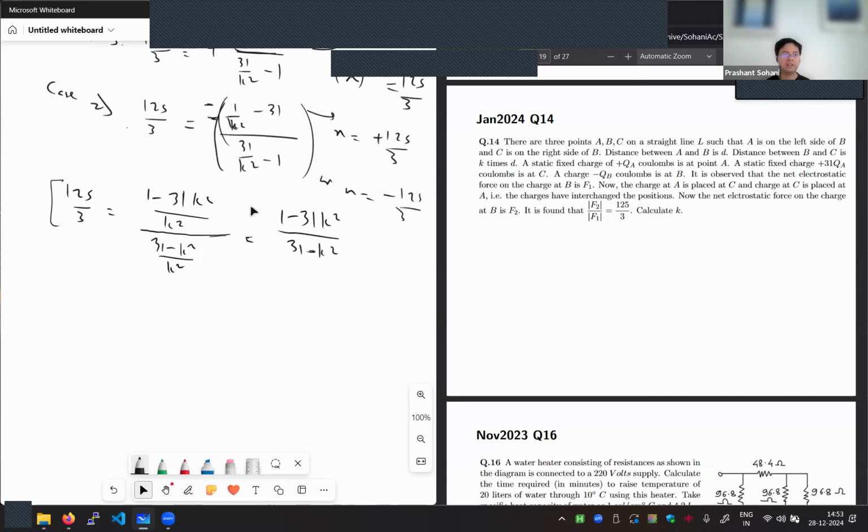And so if I rearrange that, like cross multiply, I will get 125 k square is equal to 3 times 1 minus 31 k square. Okay, and now this is just a quadratic equation which we will solve as usual.